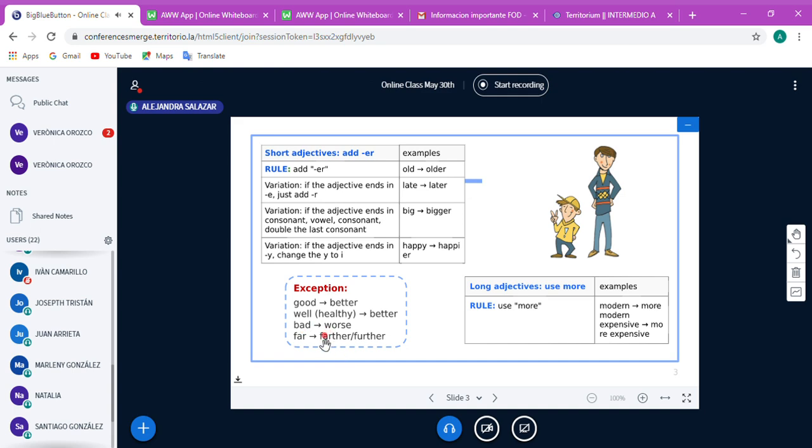Okay? So remember that farther, I use it with a distance that I can measure. For example, I can measure the distance from my room to the kitchen, or from here to the store. Further is for distances that are more impossible to measure with a meter or with kilometers, it's like far away. For example, the distance from here to Canada, or to Europe or to United States. Okay, so farther and further.